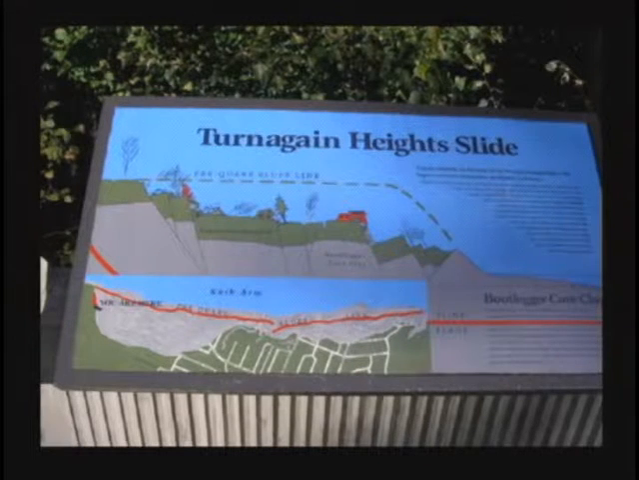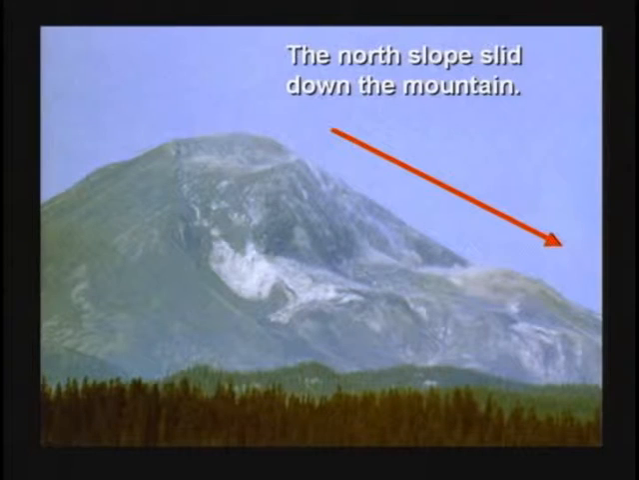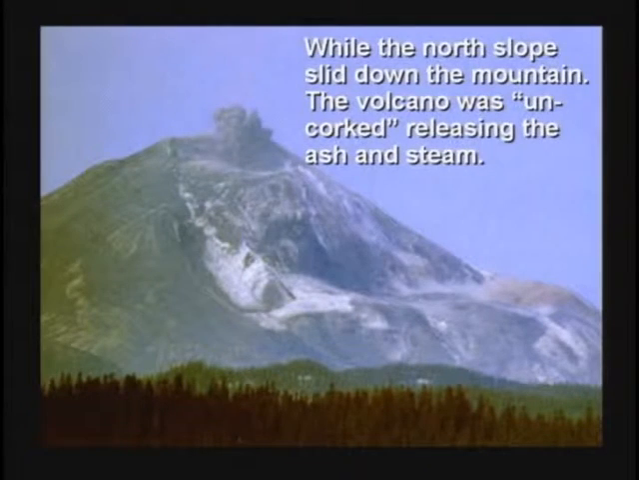When Mount St. Helens blew its top, the whole north side of the mountain slid down into the valley. My sister lived up near there when it happened. This whole top of the mountain slid off to the side, uncorked the volcano, and steam and ash came shooting out of the volcano at about 100 miles an hour. This ash cloud covered the countryside.